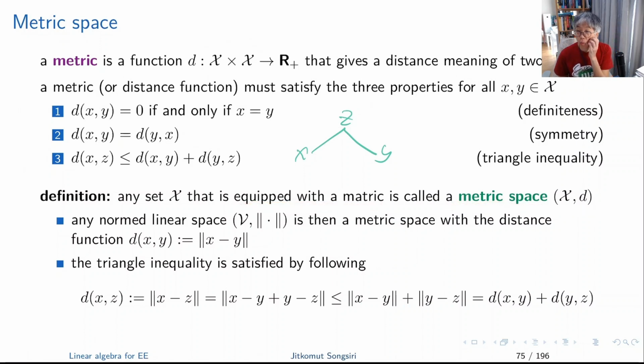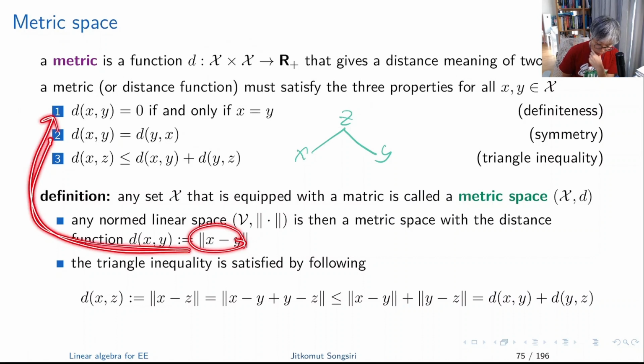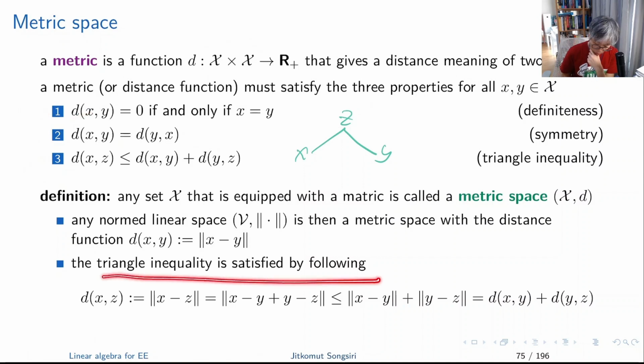And as you can see, whenever you have a concept of norm, you can always use the norm of x minus y as a distance function. You can check that you can define a metric using the norm of x minus y always, and it satisfies all of the three properties. The first two properties are clear by themselves and can be easily checked. The triangle inequality can be shown as follows.